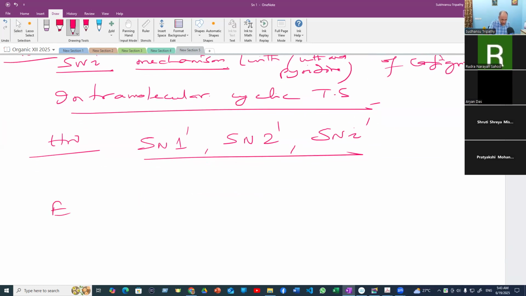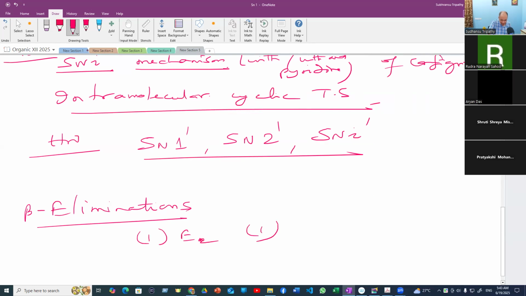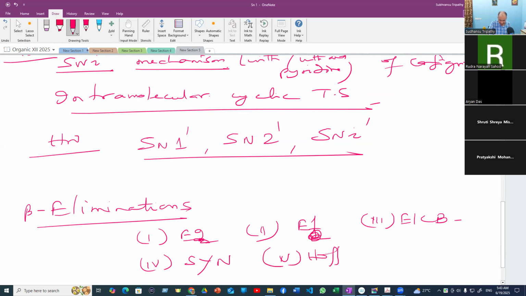Then elimination, beta elimination, as we say, beta elimination. We will be looking at so many eliminations. E2, I can write down like this, like this also. E1, E1CB, then Ei, then Hofmann or anti-Saytzeff.